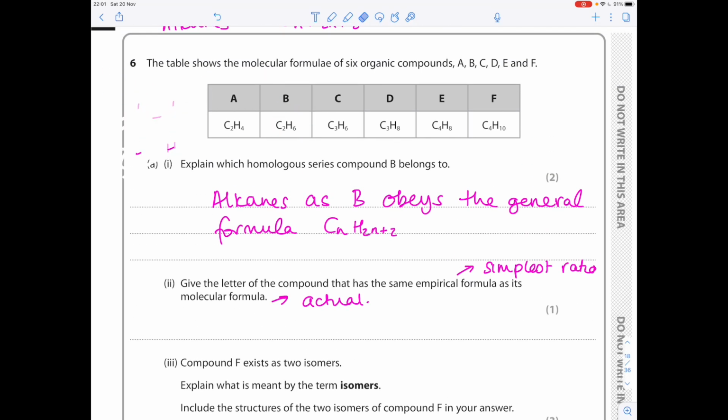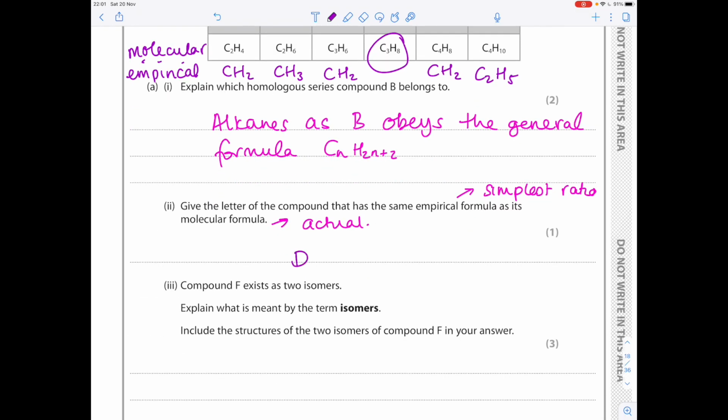Just going to change colour, give myself some space. So these are the molecular formulae. Underneath I'm going to cancel them down if I can, and that would be the empirical formula. So C2H4 is the same as CH2. C2H6 becomes CH3. I'm just cancelling them down. CH2. That doesn't change. CH2. C2H5. So because it hasn't changed, it means the empirical formula must be the same as the molecular formula. So the answer here is D.